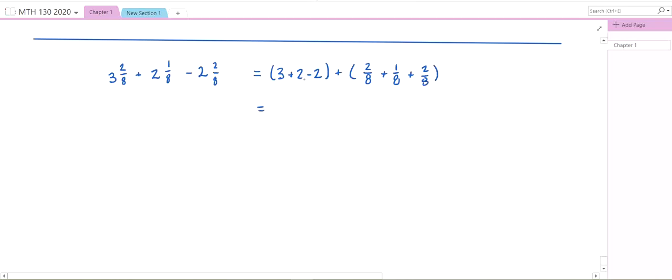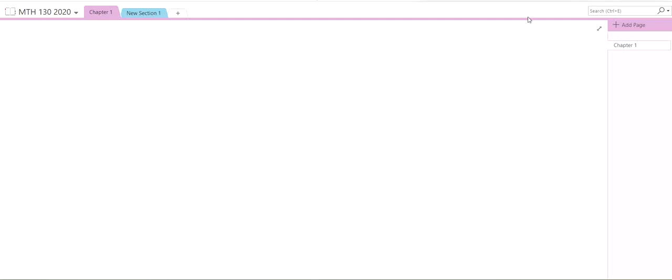So this is 3 plus 2 minus 2 is 3, and we got, well, I'm sorry, this should be a minus here. So 2/8 plus 1/8 minus 2/8 is 1/8. So 3 1/8 is the answer there. Okay, but what about situations where the denominators don't match?